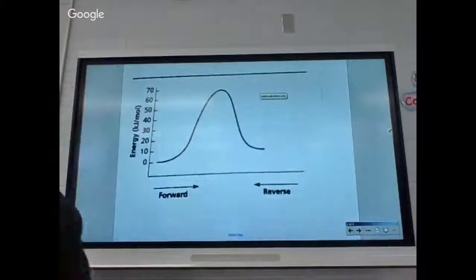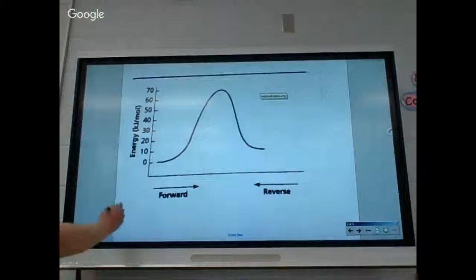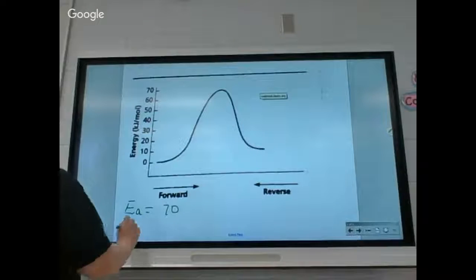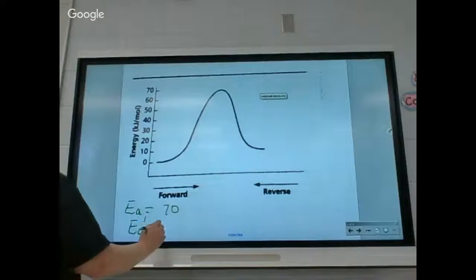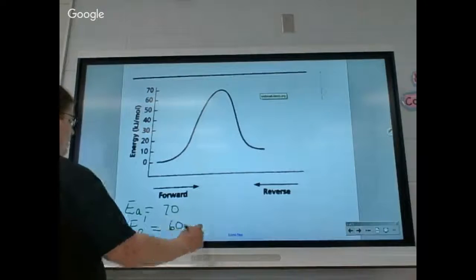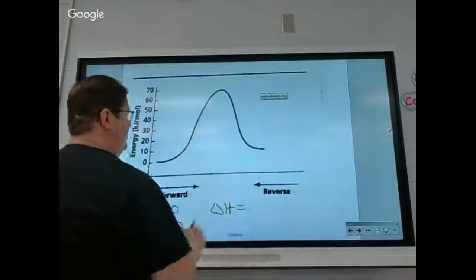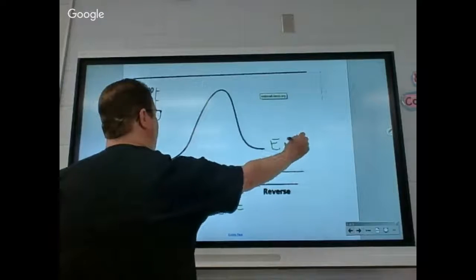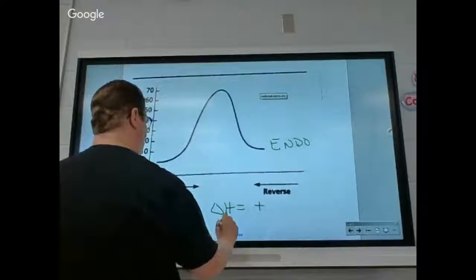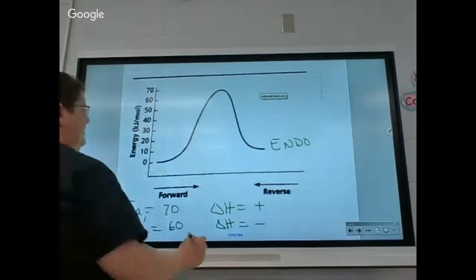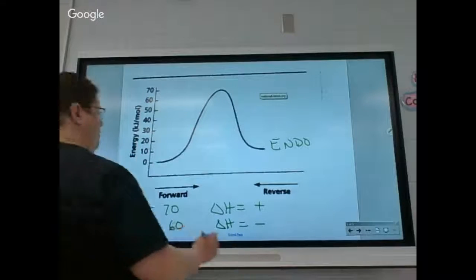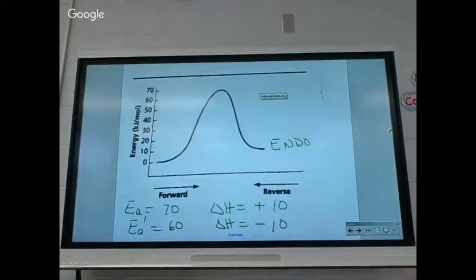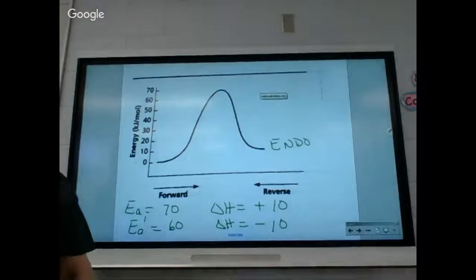All right, and the last one. EA would be what? 70. 0 to 70, I agree. EA reverse would be 60. Delta H, what do we say? Positive or negative? Positive. I would say endo here too. Looks higher to me. So positive and negative, and y'all say 10? Yeah. 0 to 10, I agree. And they're all kilojoules per mole, all 4 of them. All right, do we feel okay about potential energy diagrams?